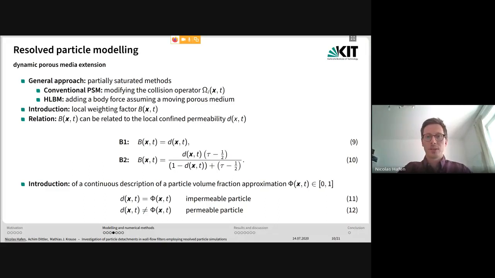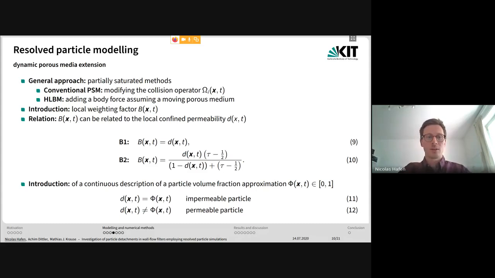And this weighting factor can directly be connected to the confined permeability. There are different versions of it that you can find in literature. We're going for this B1 formulation, so we're directly connecting it to it. However, in case we want to simulate permeable particles, so movable permeable particles, we can't just use this confined permeability as a distinguishing parameter between the solid areas and the areas which don't occupy any porosity.